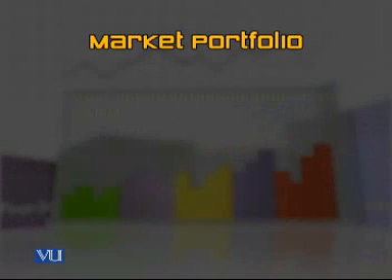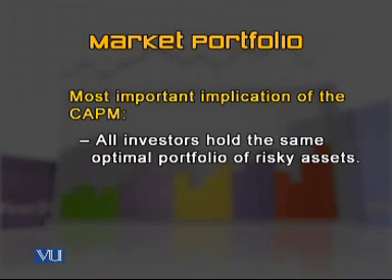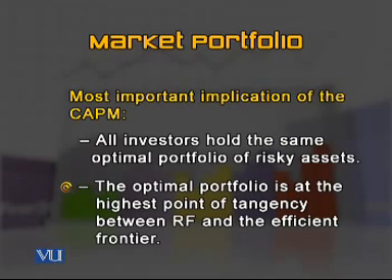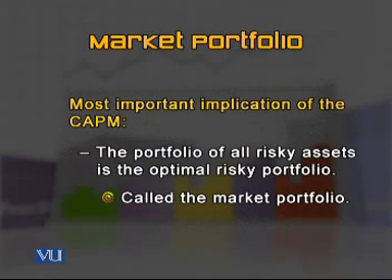If you're looking at a good market portfolio, the most important implication of the capital asset pricing model is that all investors hold the same optimal portfolio of risky assets. The optimal portfolio is the highest point of tangency between the risk-free asset and the efficient frontier. The optimal risky portfolio of all risky assets is called the market portfolio. Because there are so many companies in the market, there's so much happening and so much risk involved, we'd be able to match our portfolio with the market portfolio, and then look at general average returns on market portfolios, then extraordinary returns made on the basis of a good choice done by your technical and fundamental analysis.